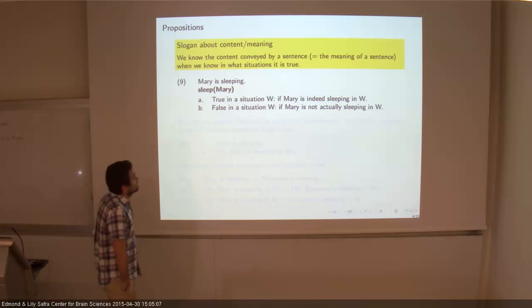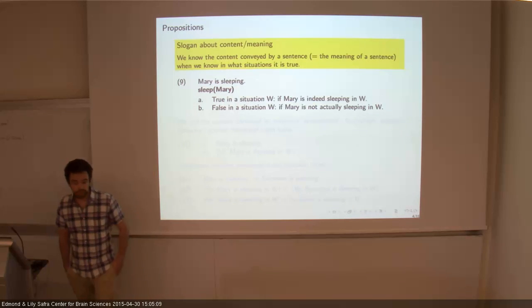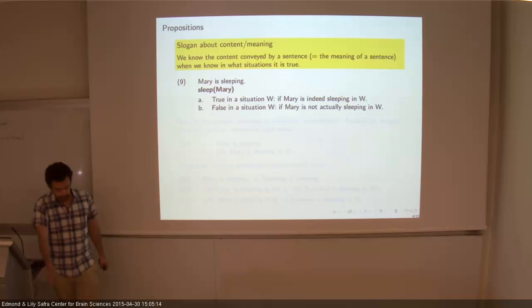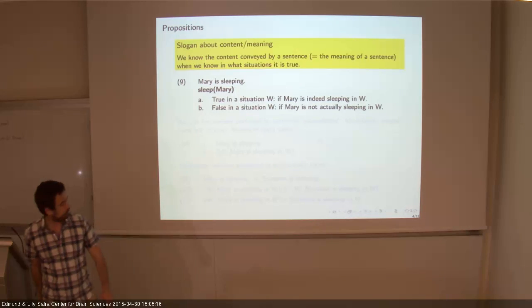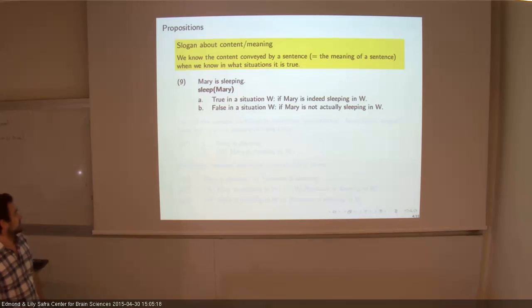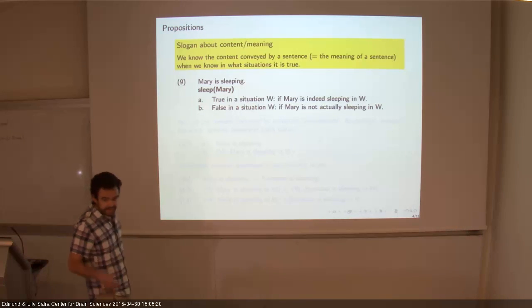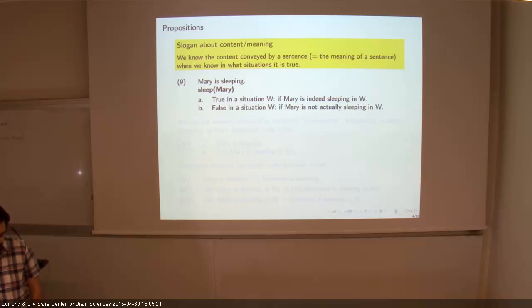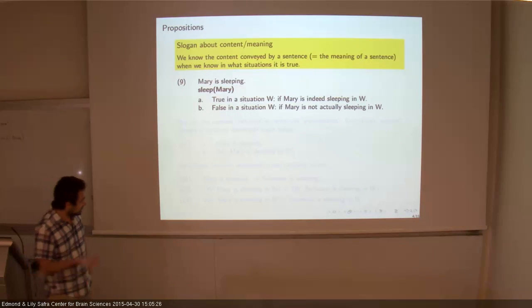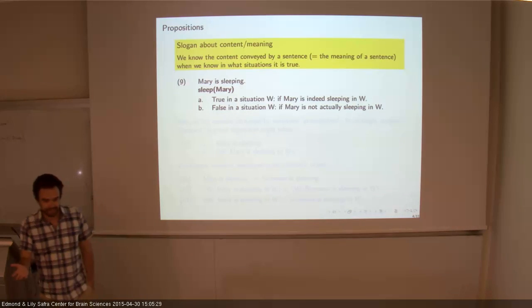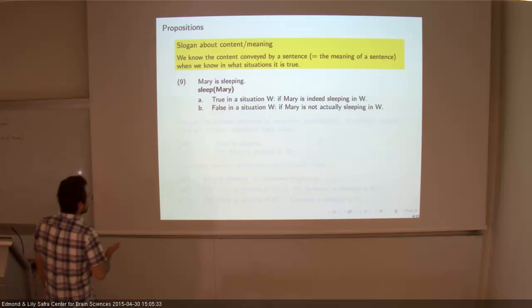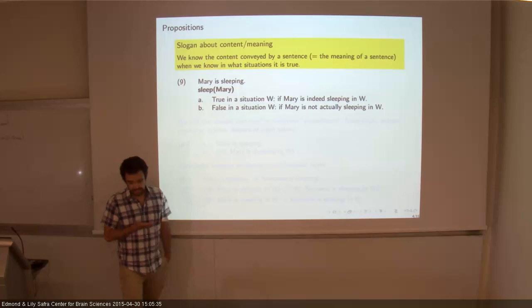When we have a sentence like Mary is sleeping, in which you have a predicate, sleep, that holds of an object, Mary, the specific physical object Mary, we know that this sentence can correctly describe any situation in which Mary is in fact sleeping. And it's false if Mary is not actually sleeping in that situation. Very simple. So we know when the sentence is true and when it is false.